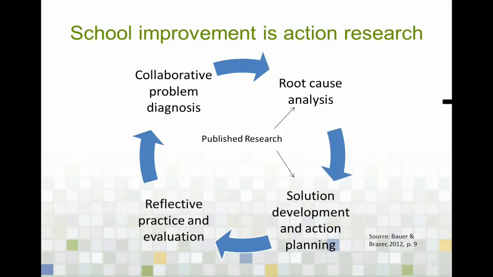Action research occurs throughout the school improvement planning process because the focus is what is happening at the school. What we understand about research is applied to learning problems in the school, but also filtered by school experiences.